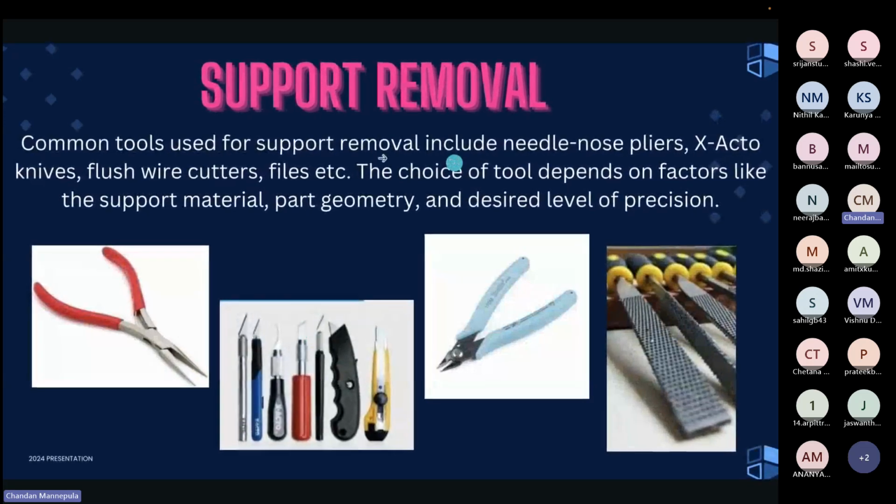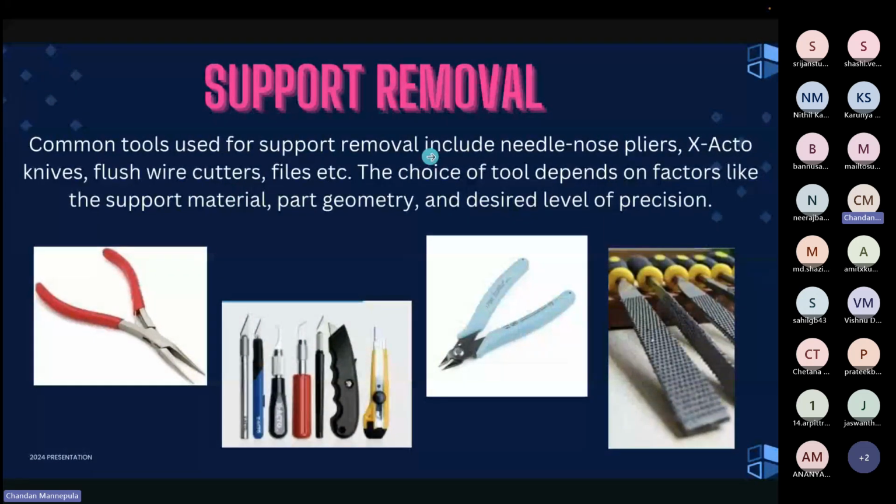The common tools that are used for support removal include needle nose pliers, X-Acto knives, flush wire cutters, files, etc. The choice of tool depends on factors like the composition of the support material, the geometry and complexity of the 3D model, and the desired level of precision.